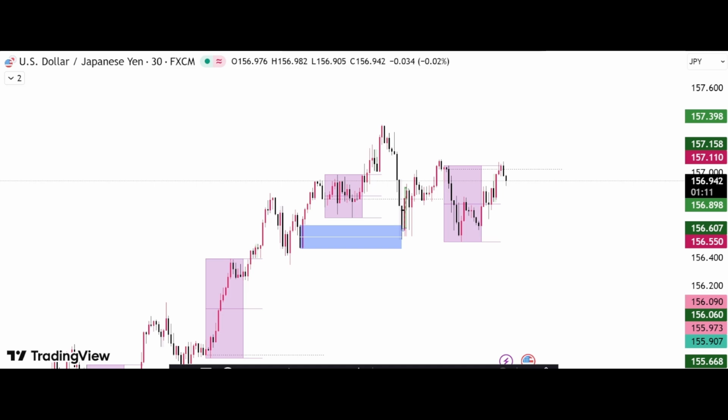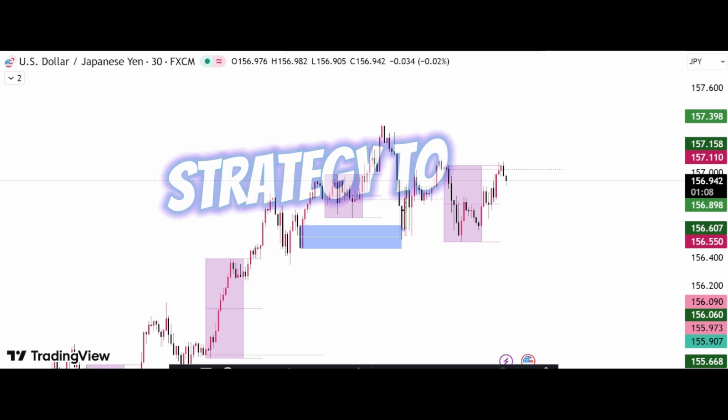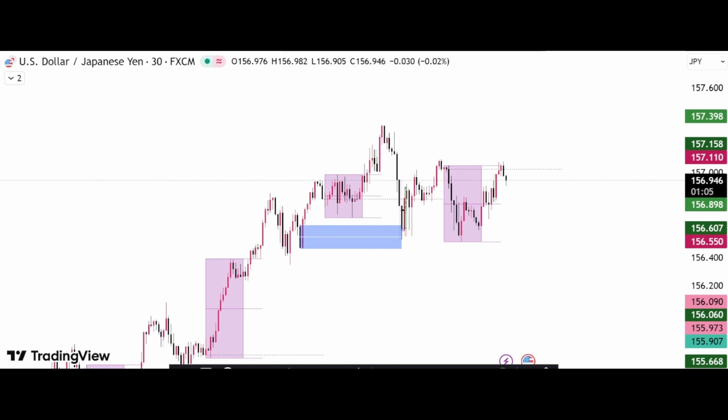Most traders overcomplicate this market. They jump from strategy to strategy, time frame to time frame, looking for the next magic confirmation. And that's usually why they struggle.